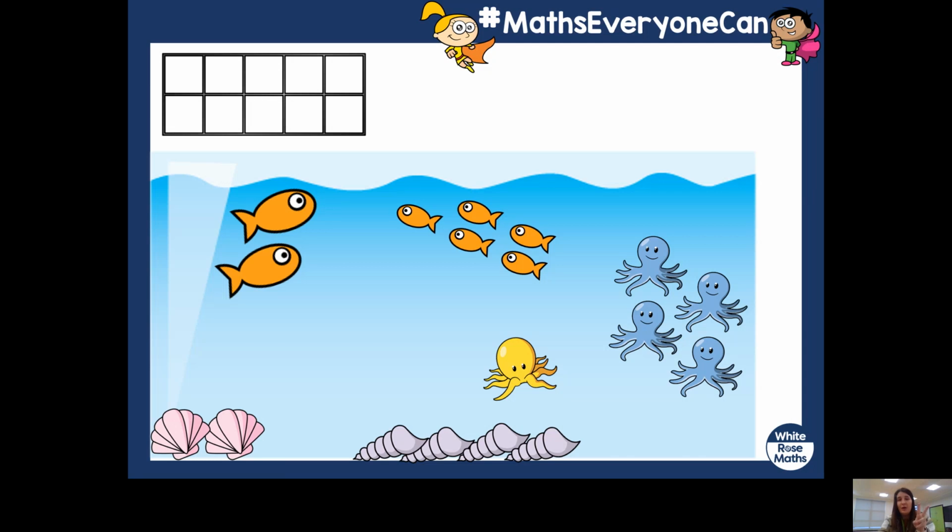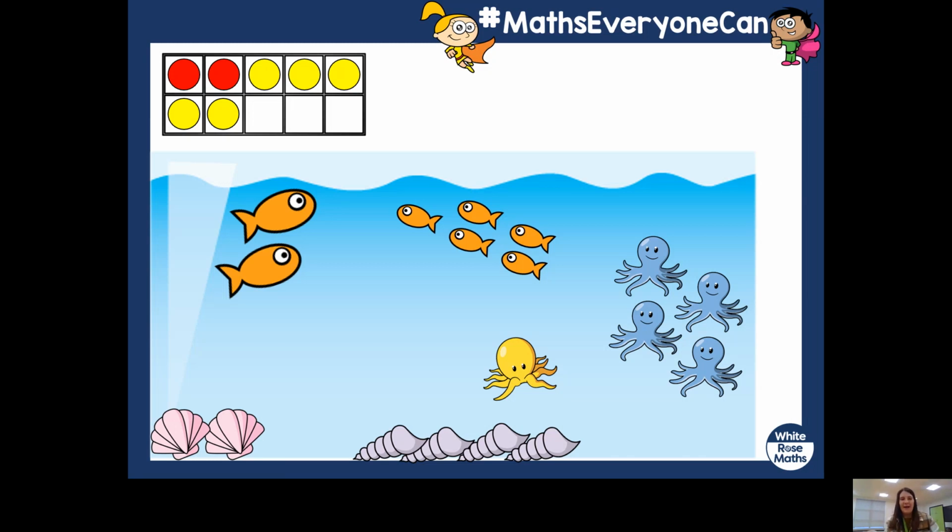That's right, there are 2 large fish. So we're going to represent this by putting 2 red counters in our tens frames. So we've got 2 red counters to represent our 2 large fish. Now I want you to count the smaller fish. How many smaller fish can you see? That's right, there are 5 smaller fish. So we're going to represent this by putting 5 yellow counters inside our tens frames. So we've got 2 reds and 5 yellows.